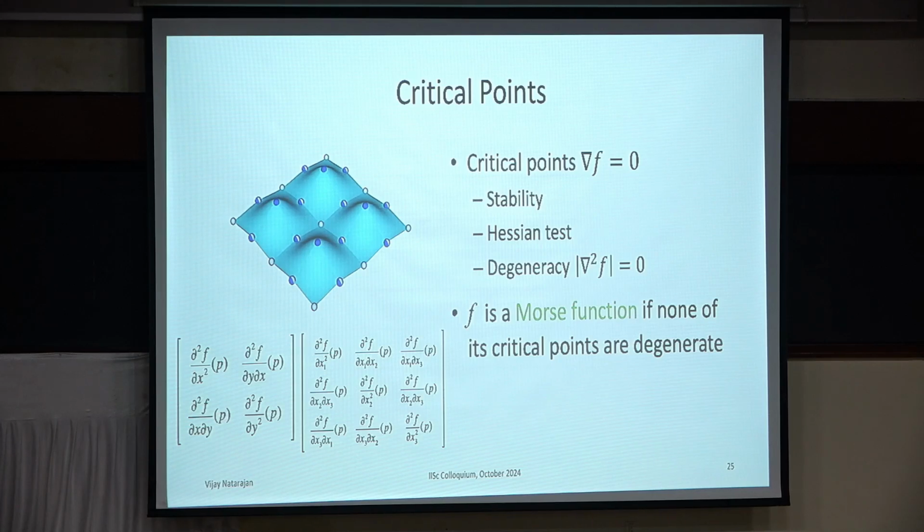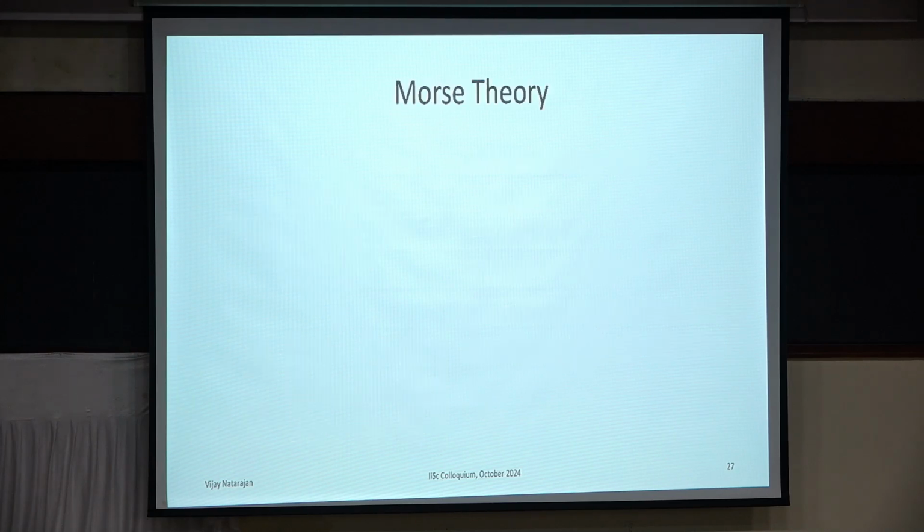So we call f a Morse function if none of its critical points are degenerate. So we kind of wish away all the degeneracies, right? And this is not a bad assumption, by the way. One can show that this is actually a good assumption in practice as well.